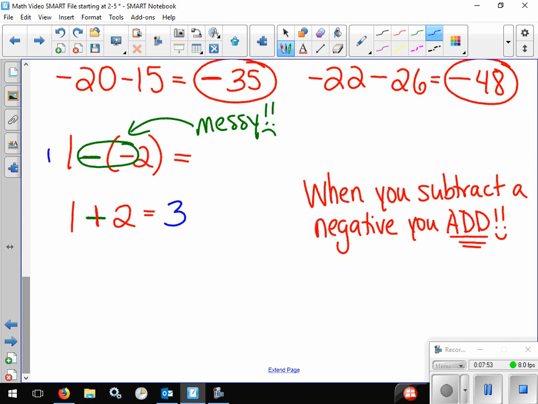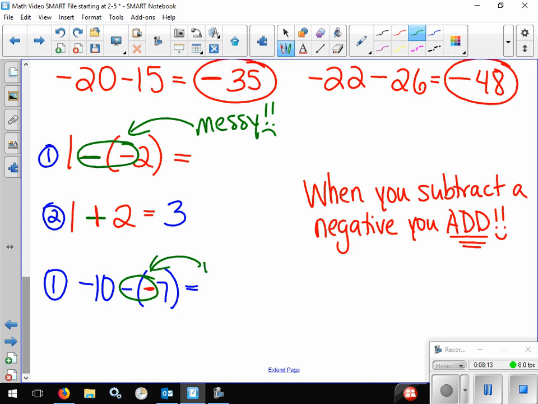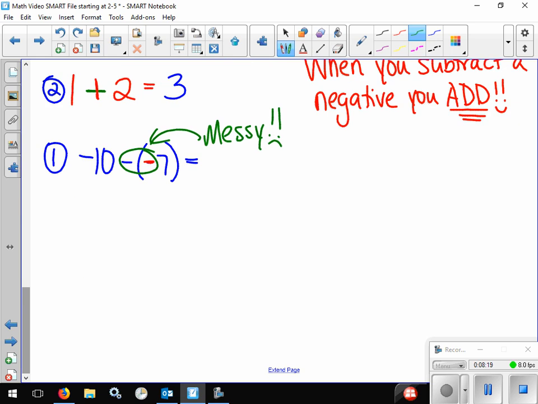I feel like you're not convinced. Oh, and I'm losing my steps here. That's not good. All right, so let's try another one. I have negative 10 minus a negative 7. It's similar to the problem from before. If I make this a different color, oh my goodness, messy, messy, sad face. I don't like messy things. Let's rewrite it. The minus sign is going to be one color, and the negative is going to be red. So it becomes positive. Ta-da!